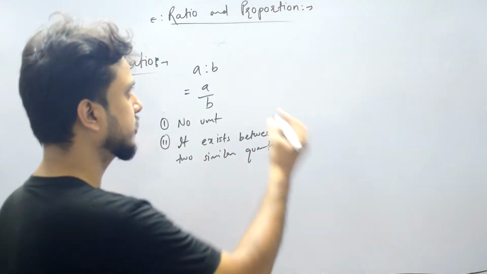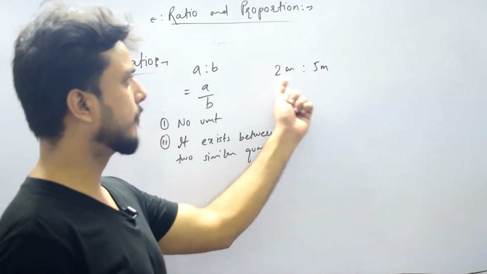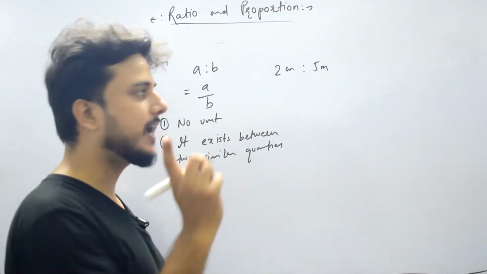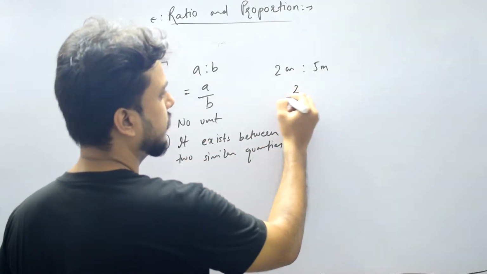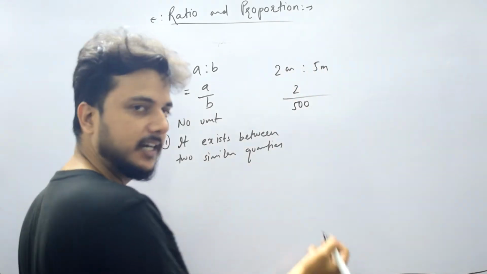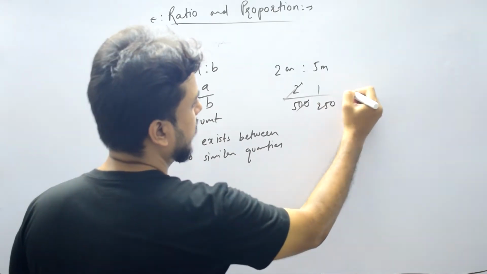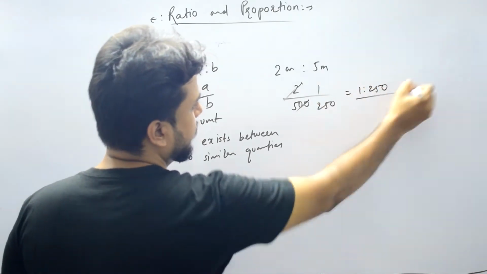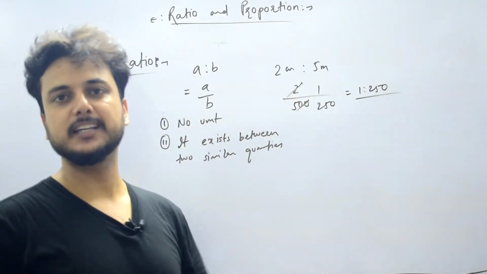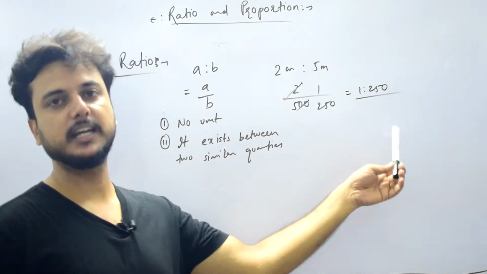For example, suppose it is 2 centimeter is to 5 meter. Now both are similar quantities, both are length. Before calculating the ratio we first have to convert them into the same unit. So 2 centimeter and 5 meter is 500 centimeter, and then we cancel it, it will be 250. So the ratio is 1 is to 250. Ratio is also always expressed in simplest form. That means we have to cancel it and express it in simplest form.